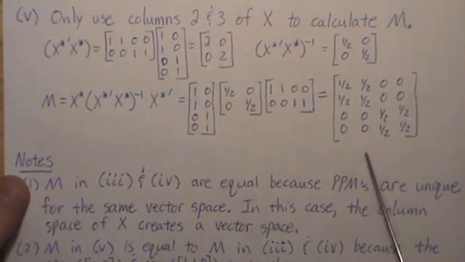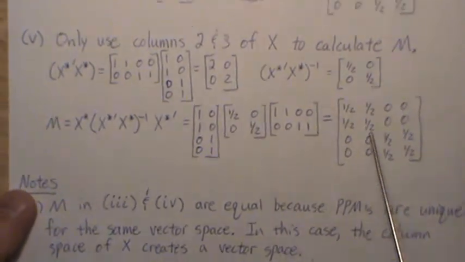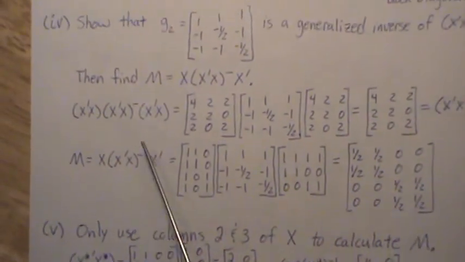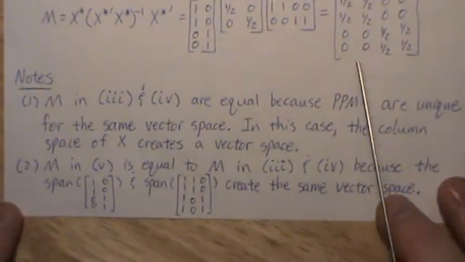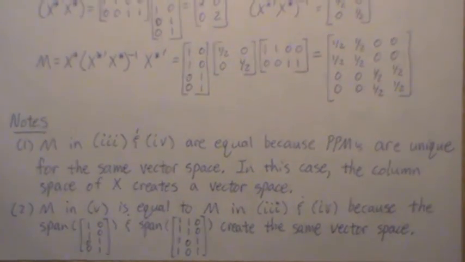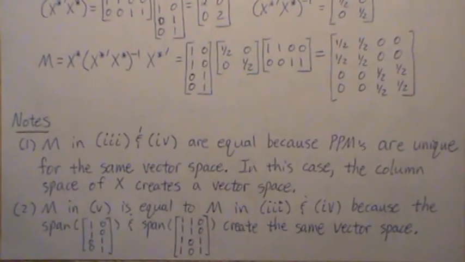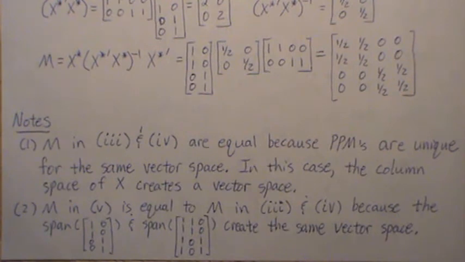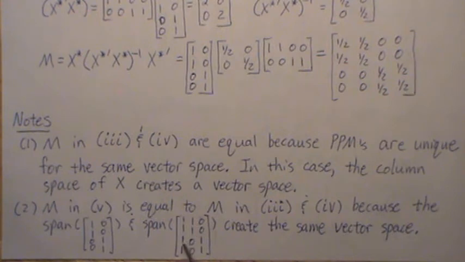But now, why is this perpendicular projection matrix in 5 the same as 3 and 4? And here's the reason. Because M in 5 is equal to M in 3 and 4 because the span of these two vectors, columns 2 and 3, is 100% the same as if we were to span these three vectors, because that first vector is redundant. It's really not needed, adds nothing to it.